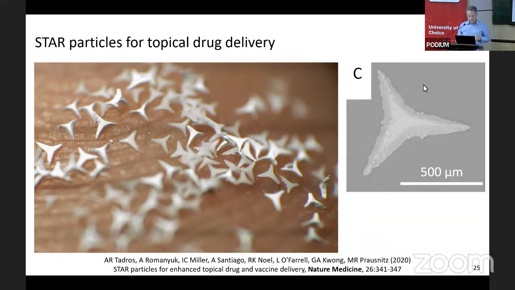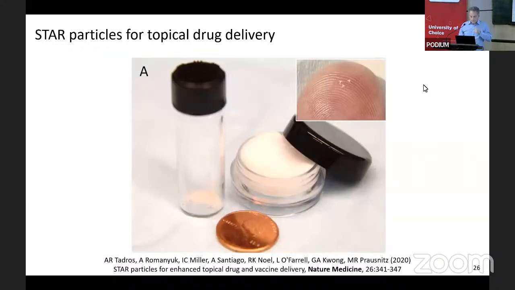so that the drug can be absorbed more effectively. These particles are made out of titanium dioxide, which is a commonly used whitening agent in various topical formulations, whether cosmetic or pharmaceutical. It's used in the white paint on the wall as well. So a very widely used and understood material.